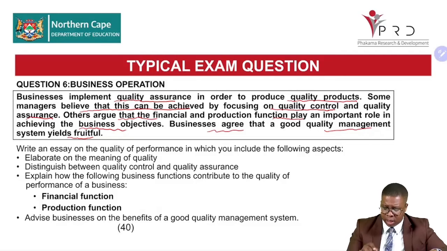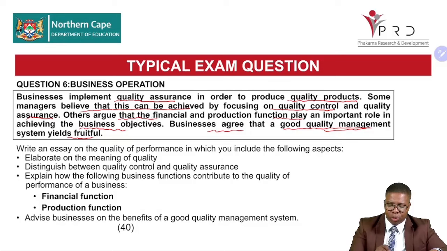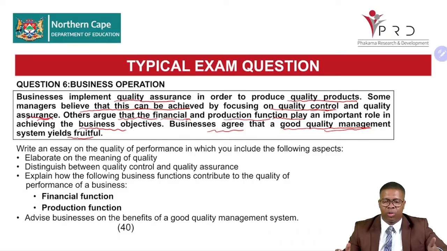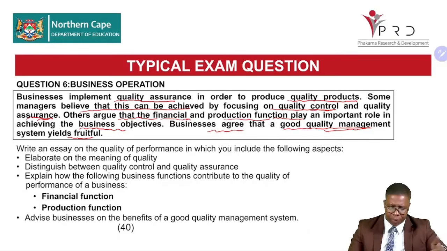It's just an idea to say you should know that your essay will have a good quality management system. You should know that your essay will talk about financial and production function, and you should know that your essay will also include quality control and assurance. And that way you are being guided to say this is what we are talking about, and it helps you to remember what the essay and some of the notes you were studying.